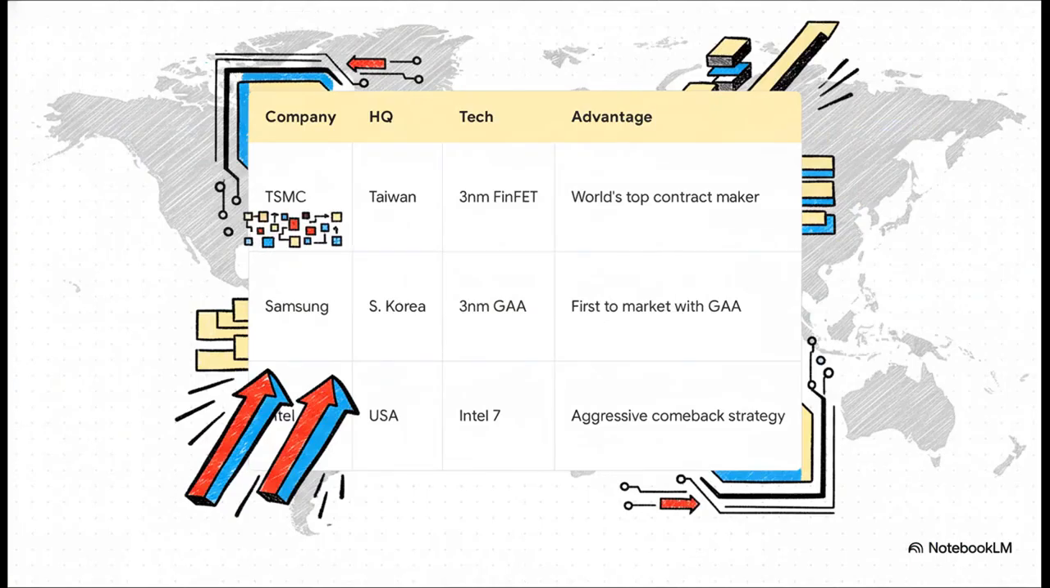Right at the bleeding edge of this technology, it really comes down to three huge players. First, you've got TSMC in Taiwan. They are the world's biggest contract manufacturer. They make the chips that go into Apple's iPhones, NVIDIA's GPUs, you name it.